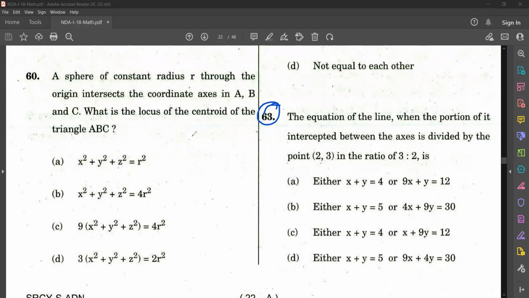So what are they saying? There is a line that is intercepted between the axes. It can be like this or on the negative side also. Just for understanding, I'm drawing this figure. The line is intercepted between the axes, and this line is divided by the point (2,3) in the ratio 3:2. So you have to find the equation of the line.